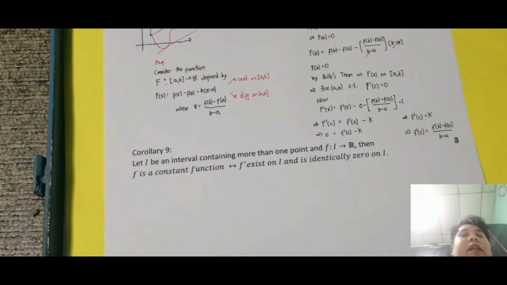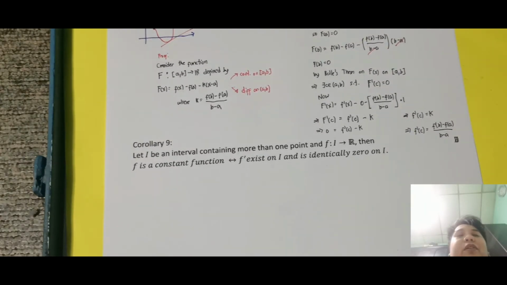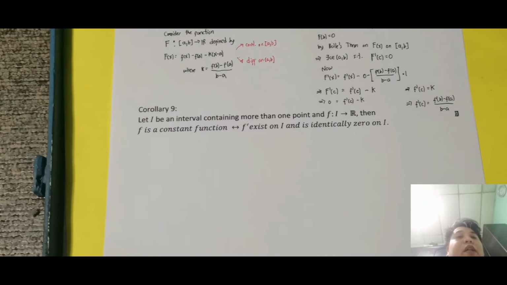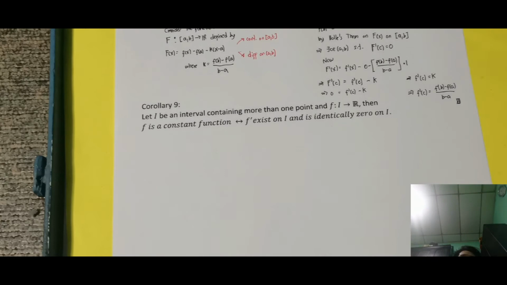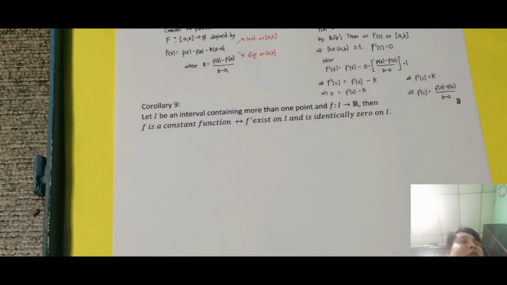Now let's have a corollary. Corollary number 9: let I be an interval containing more than one point. Is that possible? Yes. But is it possible to have an interval with just one point? Yes, for example the closed and bounded interval from 1 to 1, which is the set containing only x. So such an interval is possible.